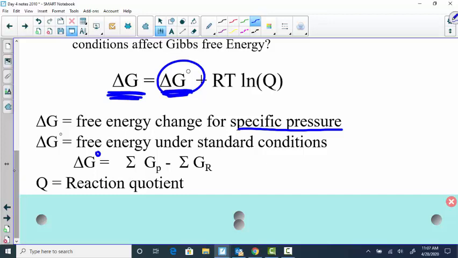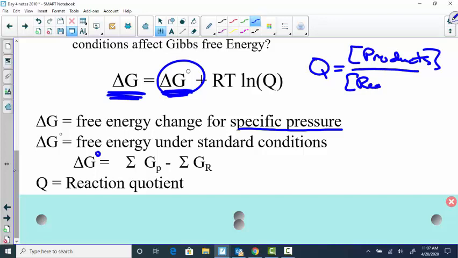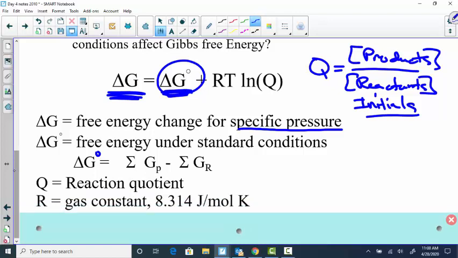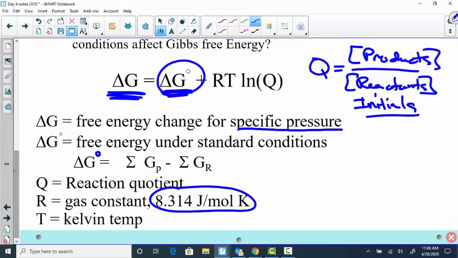Q is our reaction quotient. And remember, our reaction quotient is still the concentration of products over the concentration of reactants. But instead of the equilibrium position, it's your initial conditions. And we just did a whole bunch of that in the last chapter. R now is your gas constant. And notice it's this weird one that just shows up every once in a while for no reason, 8.314. And then T is the Kelvin temperature.